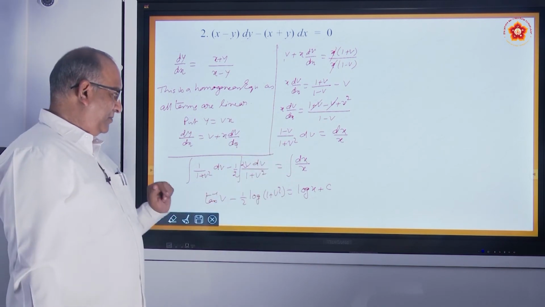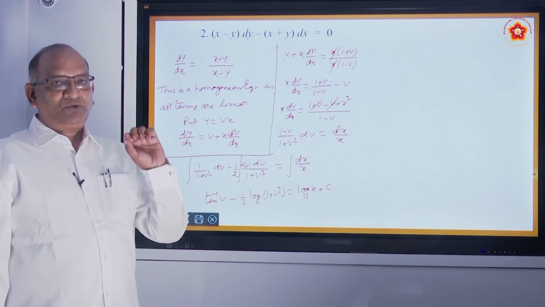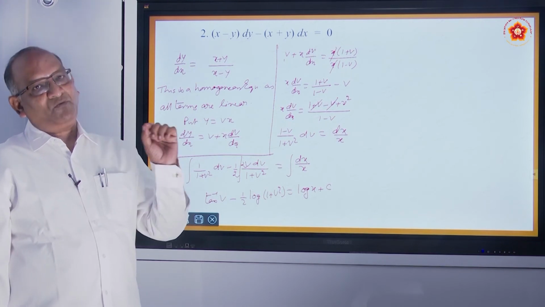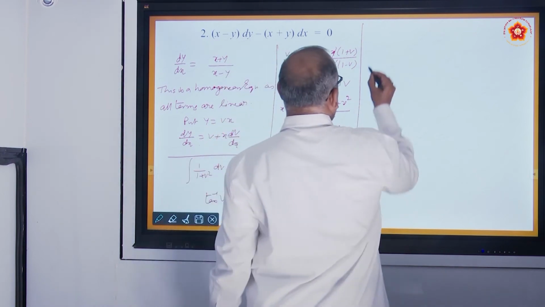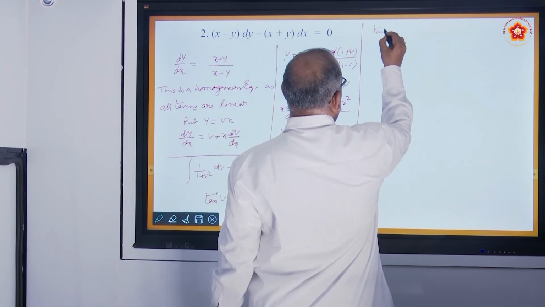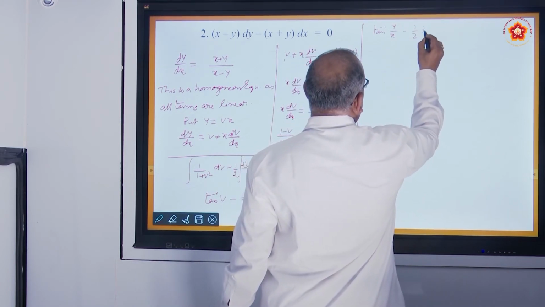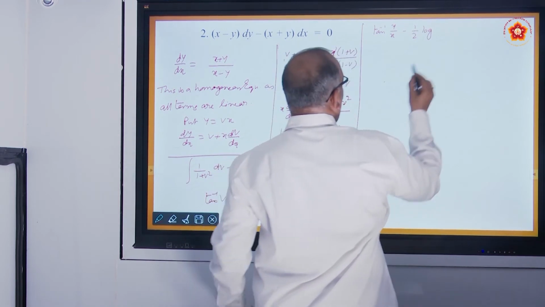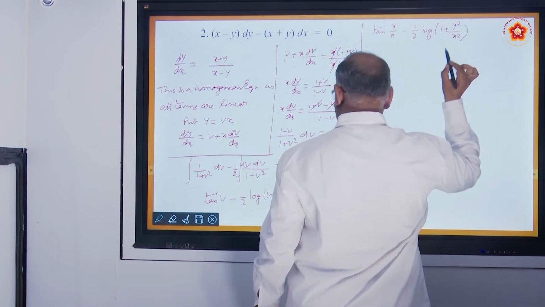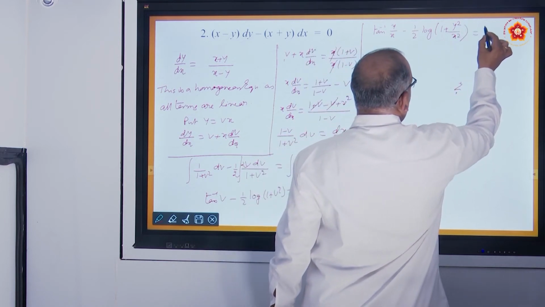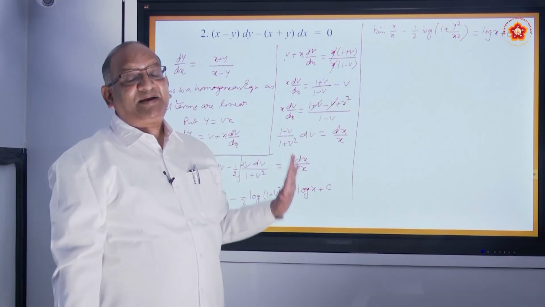Okay. Now, we have come to the last step. What is left? To replace v by y by x. So, do that. It will become tan inverse y by x minus 1 by 2 log of 1 plus y square by x square equal to log x plus c. This itself can be left as the answer.